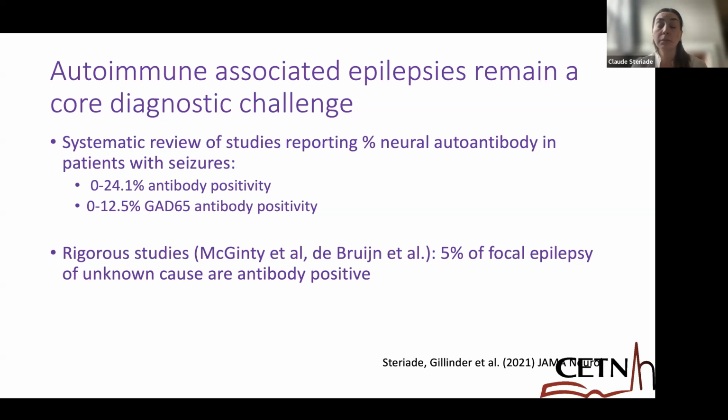And that was depending on a bunch of things, the study population that was identified, the rigor of the antibody ascertainment. If you look at the more rigorous studies, and by that I mean studies that have explicitly excluded patients with a clinical syndrome of autoimmune encephalitis, and studies in which the antibody testing was done in a rigorous manner, probably about 5% of focal epilepsy of unknown cause are antibody positive. So it's not super high, but 1 in 20 people with focal epilepsy of unknown cause have an associated antibody, that's worth looking for because it has therapeutic implications.